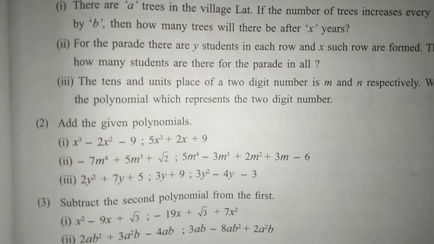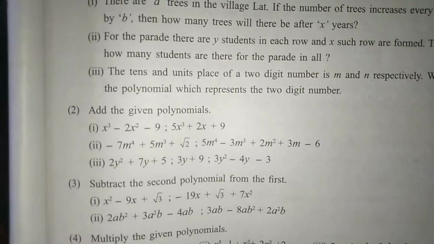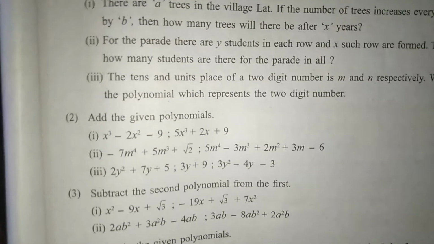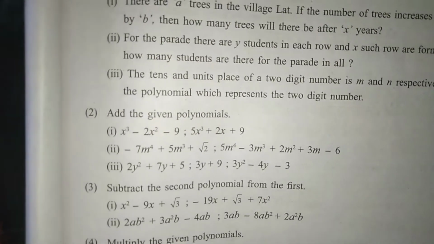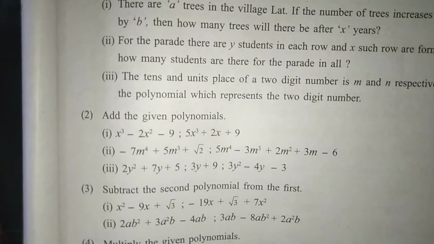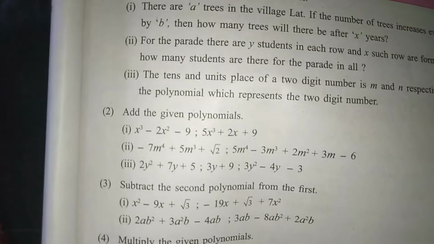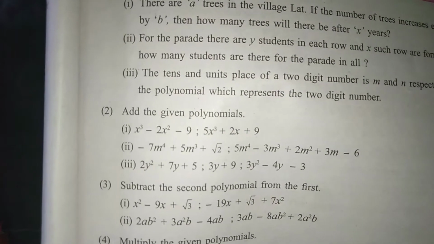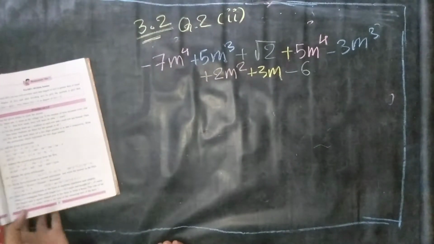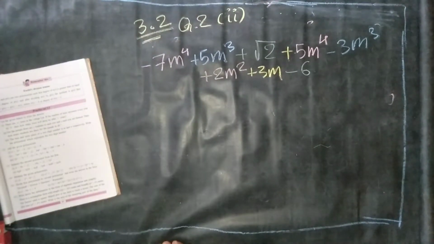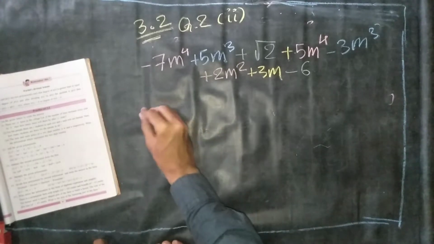So let's do question number 2 now. Read the question. The question says that we are supposed to add minus 7m raised to 4 plus 5m cube plus root 2 with the other polynomial, which is 5m raised to 4 minus 3m square plus 2m square plus 3m minus 6. Again, I have tried to use a different color to represent the alike terms. Okay. Let's start this.